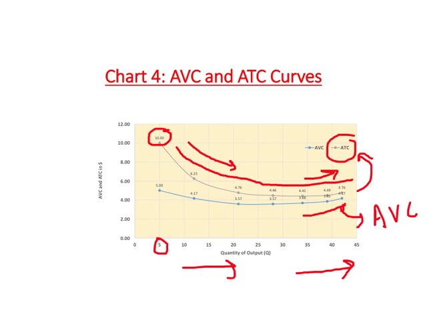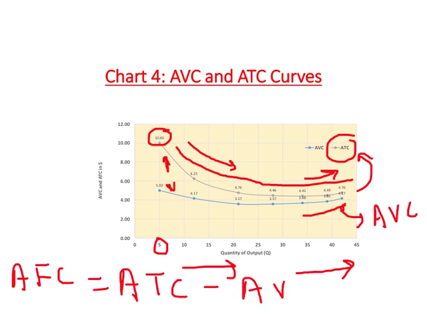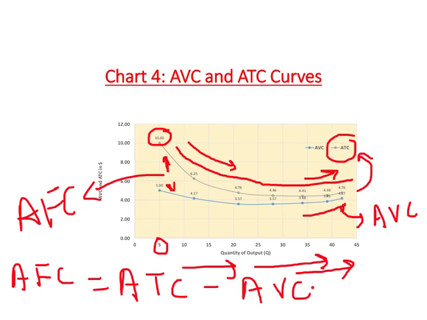Another thing you will observe is, look at the difference between ATC and AVC. This vertical distance, what will this be? This will be simply average fixed cost. How do we know that? It is just the difference between these two average costs. So the vertical distance is the average fixed cost, and what you observe here is average total cost and average variable cost come closer and closer as we increase the level of output. And why is this happening? Remember, AFC declines as we produce more and more output, and so the vertical distance between these two curves becomes smaller and smaller. Simply because of average fixed cost, and we know that average fixed cost continuously declines. So ATC and AVC curves come closer and closer as we produce more and more output.